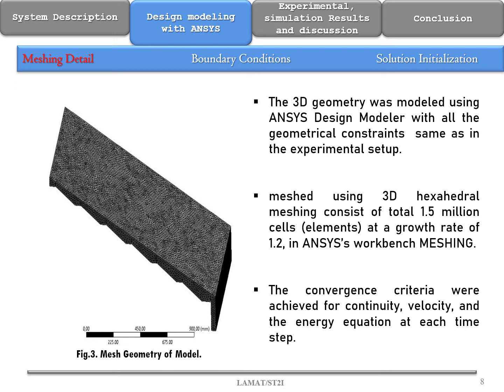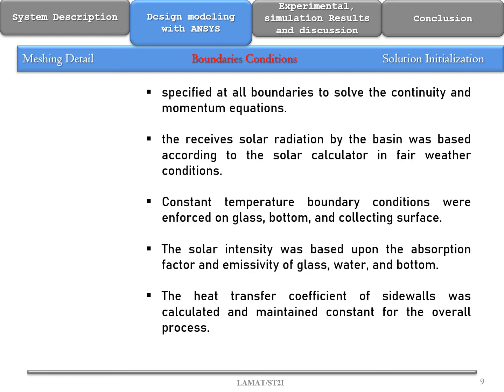The physical model of the building was meshed using 3D hexagonal meshing consisting of a total of 1.5 million cell elements at a growth rate of 1.2 in ANSYS Workbench meshing. A grid independence test was done to check the mesh size for the model. The convergence criteria were achieved for continuity, velocity, and the energy equation at each time step. Appropriate boundary conditions were specified at all boundaries to solve the continuity and momentum equations.